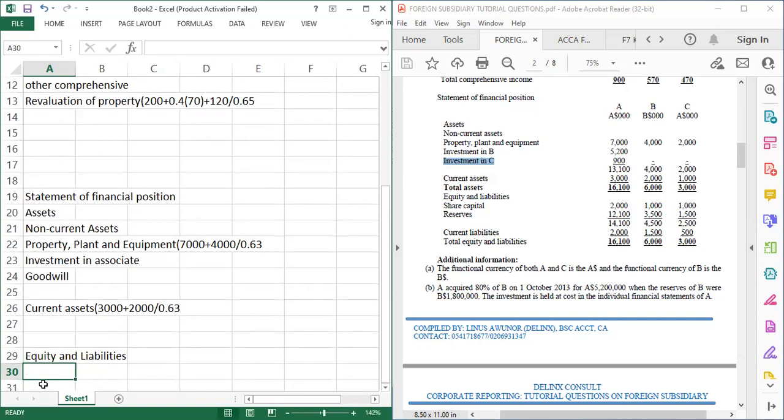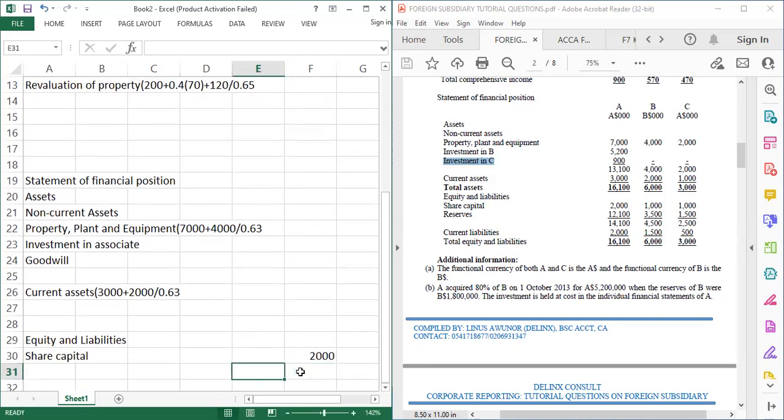Equity and liabilities, we have share capital. For the share capital we pick only the parent's own, because then the parent's investment will cancel the subsidiary's equity items. So we bring only the parent equity items, which is 2,000. The subsidiary's own we are not going to bring, because the parent investment will cancel that. For the parent reserves, we do workings and bring it.